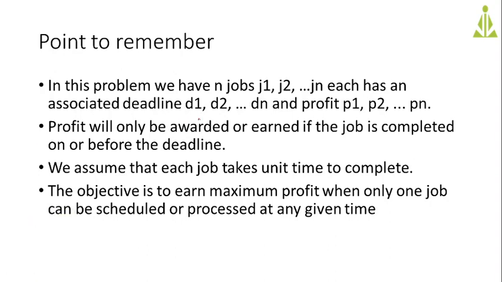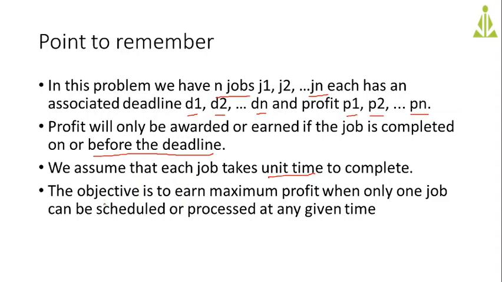Here in this problem we have n jobs, and the job names are J1, J2, and so on till Jn. Each is associated with a deadline D1, D2 and so on Dn, and a profit P1, P2 and so on Pn. These 3 things are given in this problem. Next, profit will only be awarded or earned if the job is completed on or before the deadline. This is the important part. If it is completing the task on or before the given time, then only you will get the benefit. We assume that each job takes unit time to complete.